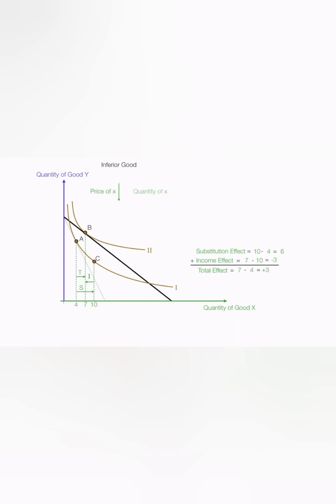The price of X goes down. The quantity of X consumed by the substitution effect increases. And the quantity of X due to the income effect actually decreases. The total effect is going to be 6 plus a negative 3, or plus 3.